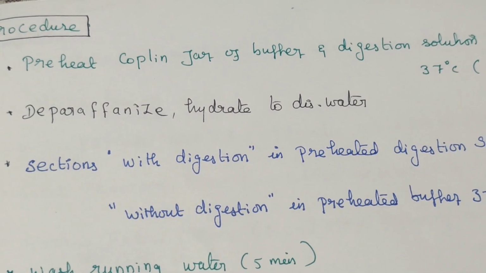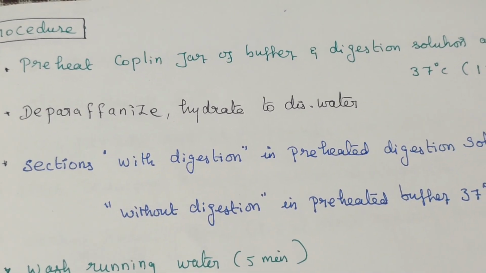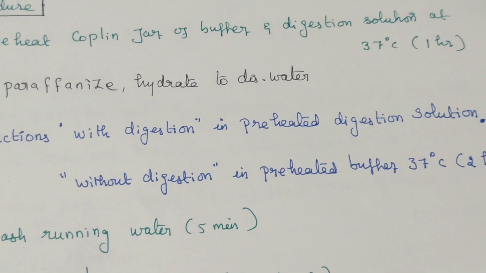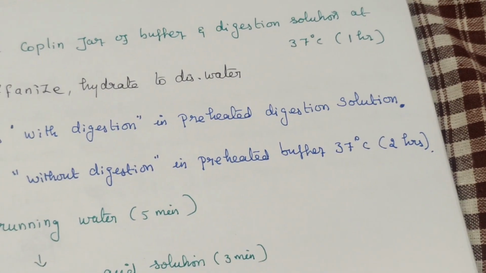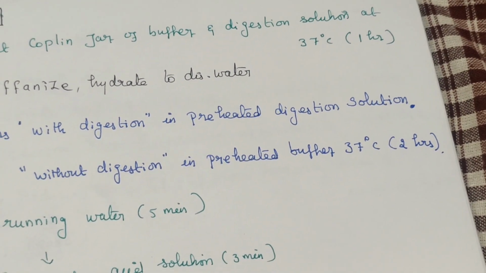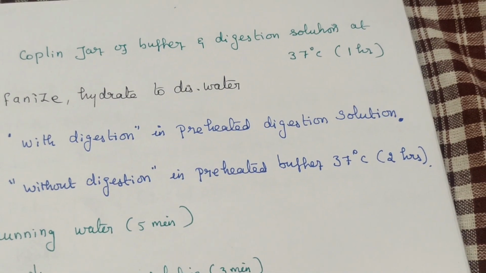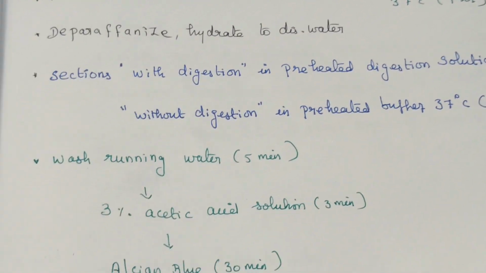Then deparaffinize and hydrate to distilled water. Then treat the section with the preheated digestion solution. Without digestion, use the preheated buffer at 37 degrees for 2 hours.